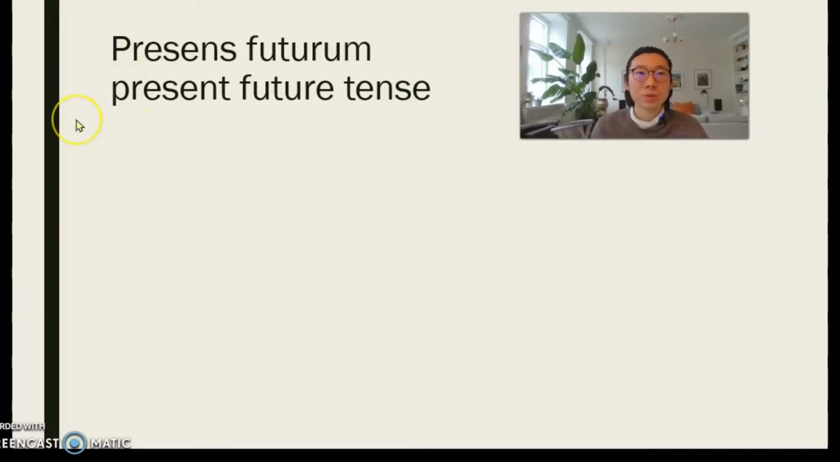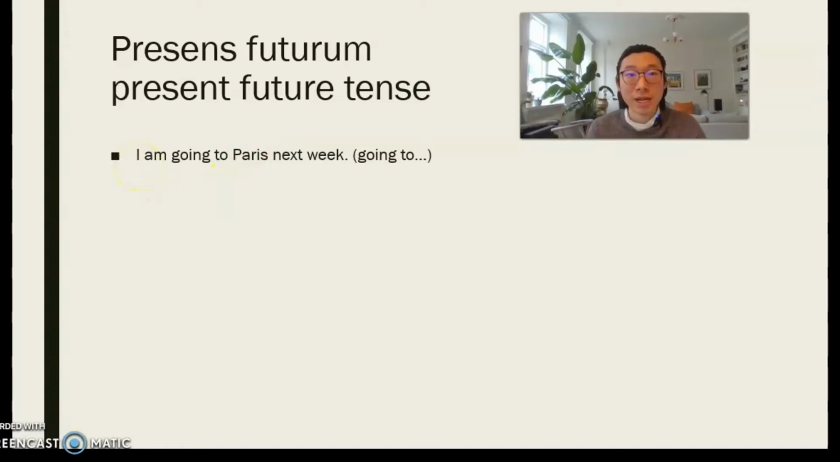And this is something we also have in English, actually. In English, you would say, for example, I am going to Paris next week. You use the expression going to do something. And in Swedish, it is jag åker till Paris nästa vecka. So you see, we still use the present tense, and the present tense here expresses the future for the context.